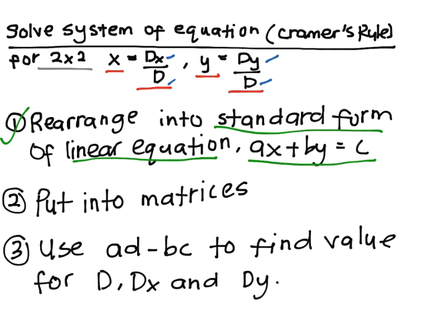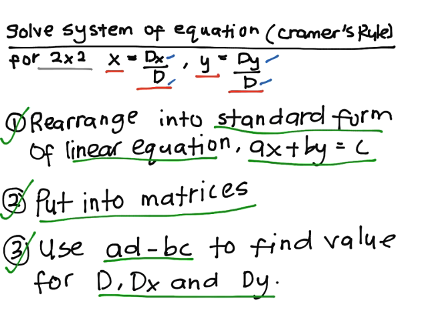So after we rearrange into the standard form, the second step is we need to put our system of equations into matrix form. After we rearrange and put it into matrix form, the third step is we need to use AD minus BC to find the values for D, Dx, and Dy.